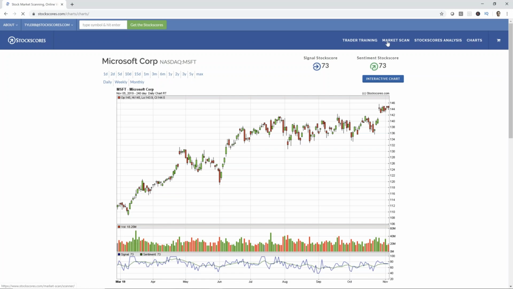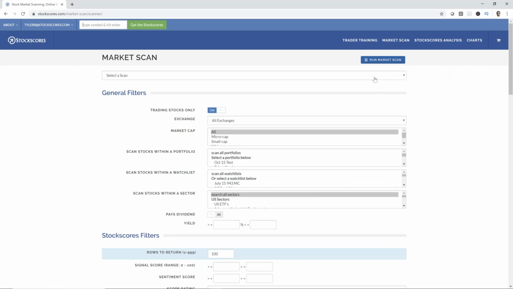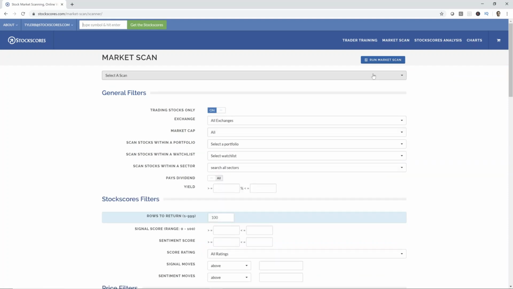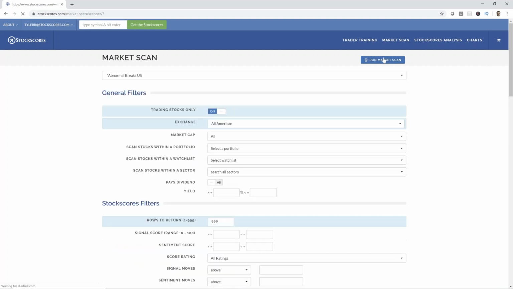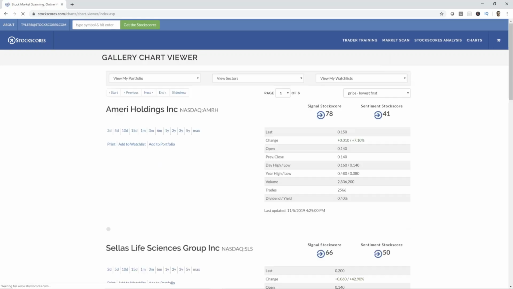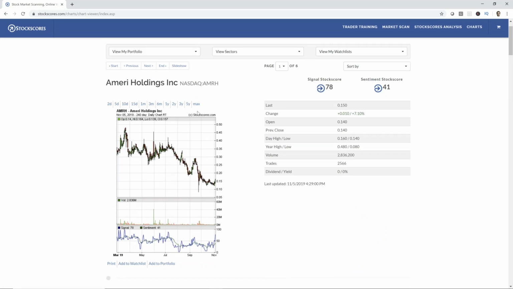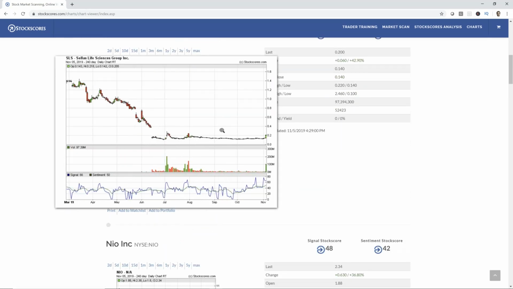So now when I go to market scan and run this scan, we're going to run the abnormal breaks US. We'll run the scan. View in gallery. Now I'm looking at daily charts. I'll still want to look at the weekly if I like the daily, but some of these stocks had such big moves down in the last 3 years that it was hard to see.